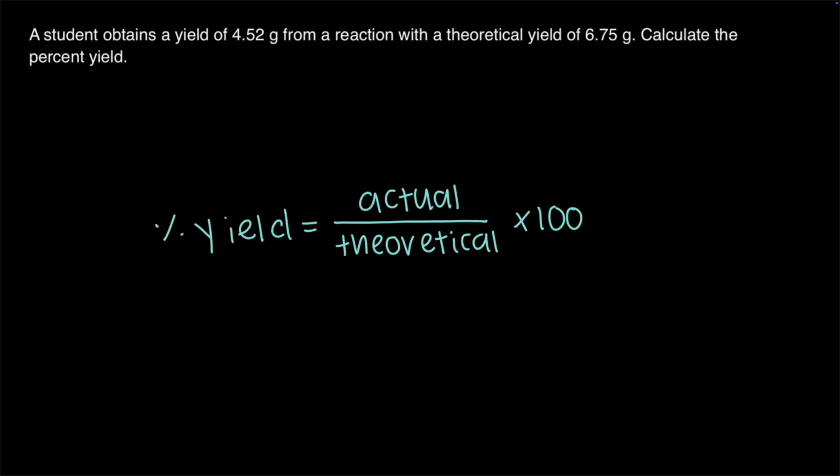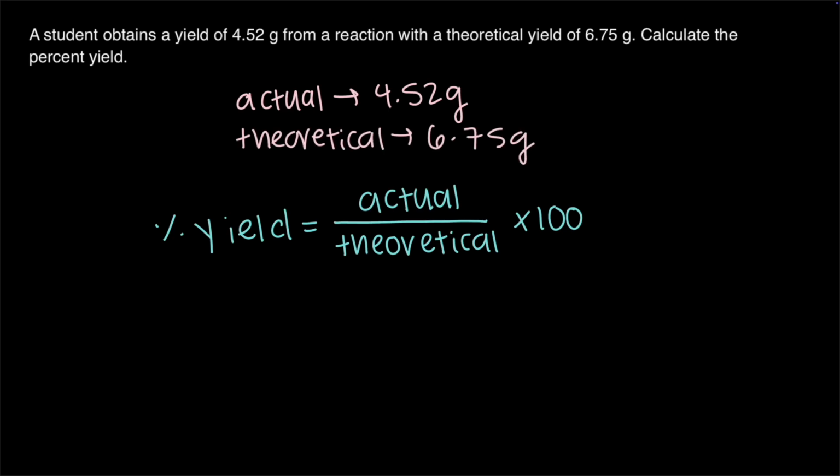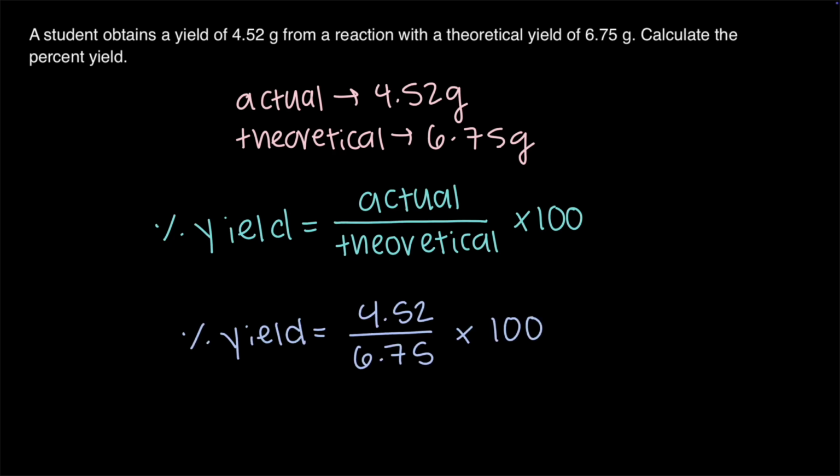A student obtained a yield of 4.52 grams from a reaction with a theoretical yield of 6.75 grams. Calculate the percent yield. To calculate the percent yield, the equation is actual yield divided by theoretical yield times 100. The actual yield is 4.52 grams and the theoretical yield is 6.75 grams. 4.52 divided by 6.75 times 100 will be a percent yield of 67.0%.